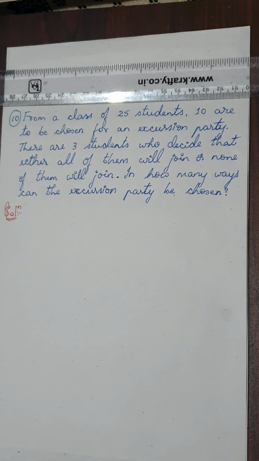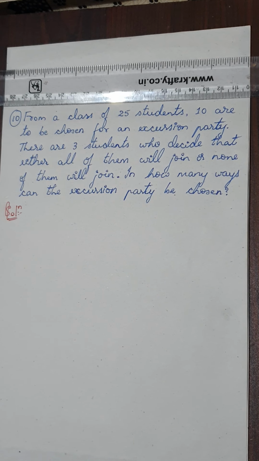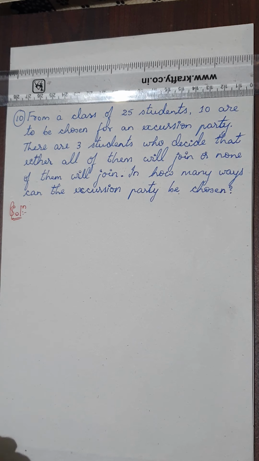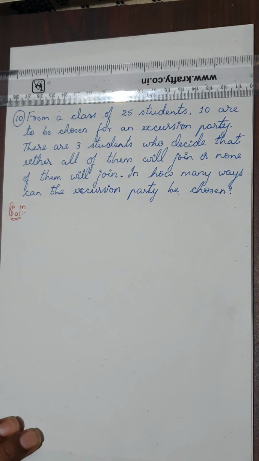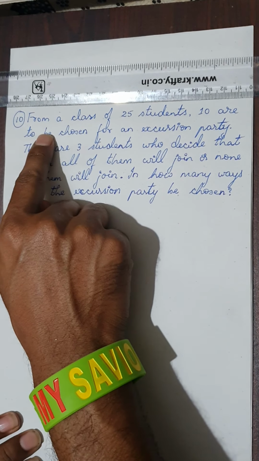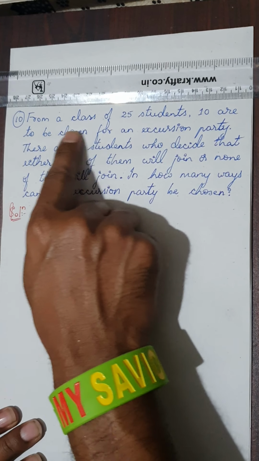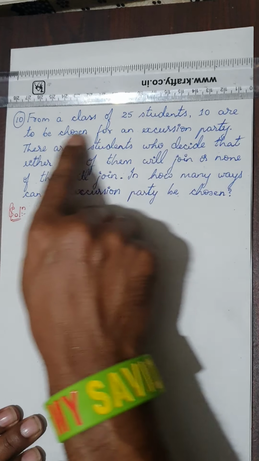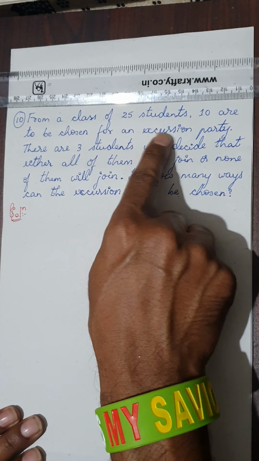Okay students, here comes the question number 10. This is my favorite question because I usually call this a 3 idiots question. Well, they are not 3 idiots, rather they are 3 friends. See how the question is. Look at how the question goes, a simple and very nice one. From a class of 25 students, 10 are to be chosen for an excursion party.